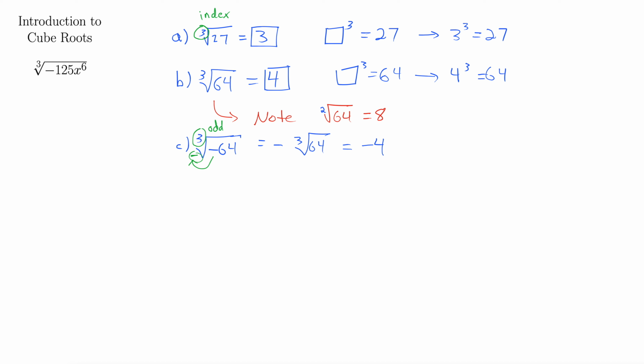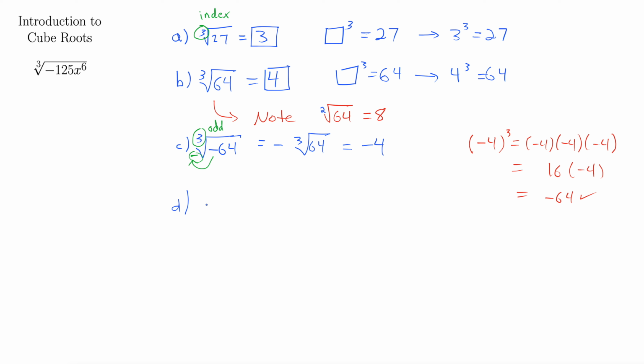And you may not believe me. Maybe you're saying, why does that happen? Well, look, negative 4 cubed is simply negative 4 times negative 4 times negative 4. Negative 4 times negative 4 is positive 16, times negative 4 is negative 64. So it checks out. Anytime this is an odd index, you bring the negative out front. If it's an even index with a negative inside, not a real number, not going to work out.